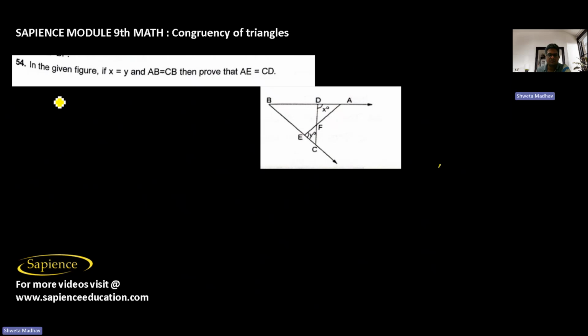Then question number 54, it is told that x is equal to y and AB equal to CB, then prove that AE equal to CD. It is given that here we can say that AB and CB are two arms of angle B.